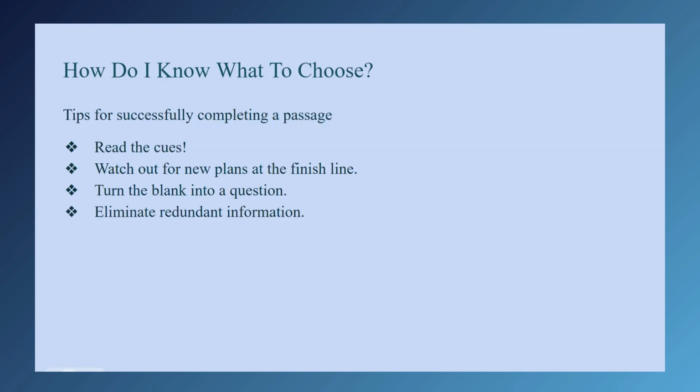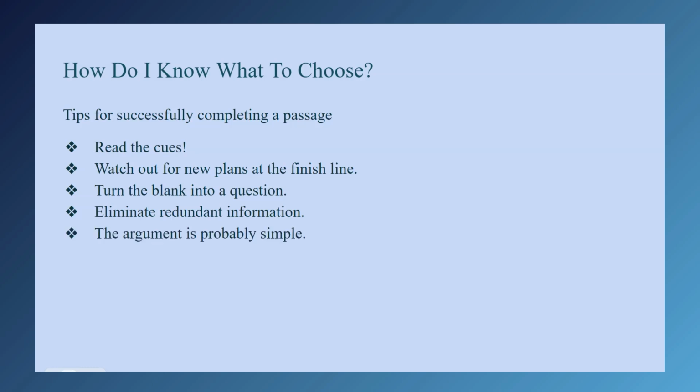Tip 4, eliminate redundant information. We don't need an answer that just rephrases existing information or explains a premise without actually doing anything else to further the argument. They don't add anything new or support what we need to support. We need to tie up our argument's loose ends. That's what we're doing when we're completing a passage. So watch out for answers that sound good, but don't actually move the logic forward.